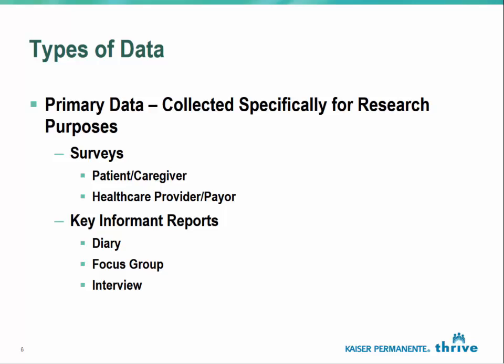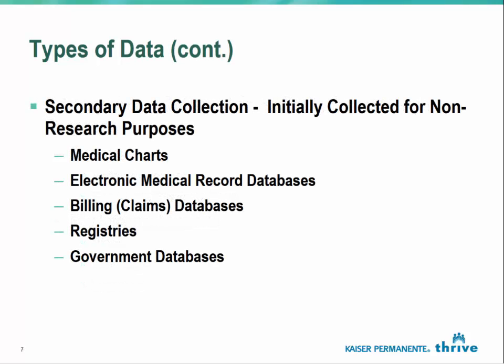Another way to get it is through key informants, and these could be through diaries. You ask someone to collect information and write it down in their own diary. Maybe you'll use a focus group situation where you'll have a group of participants sitting around discussing different information. And finally, it could be an interview where you actually go out and interview individuals and ask them specific qualitative questions. The other type is secondary data collection. This is collected for non-research purposes.